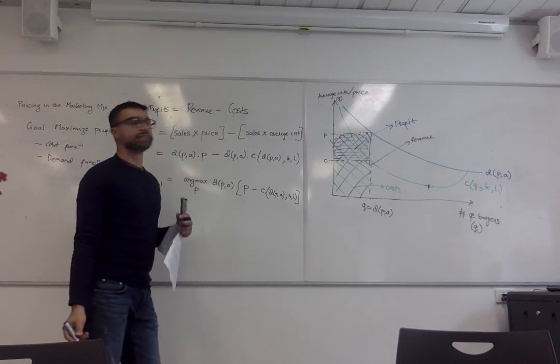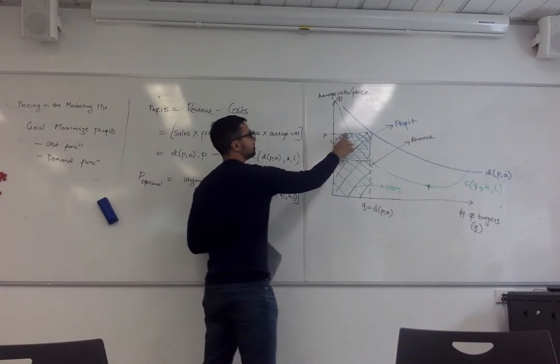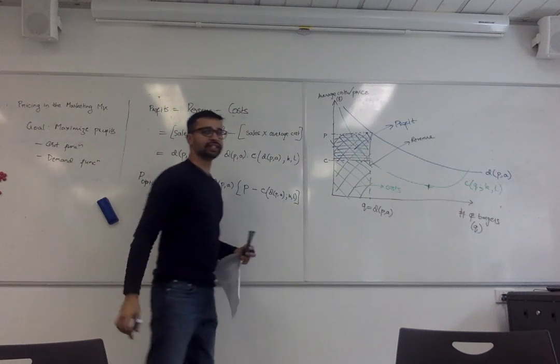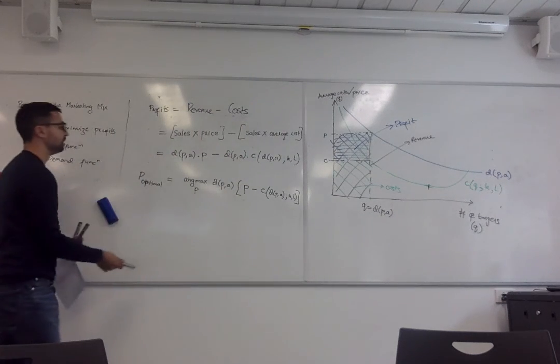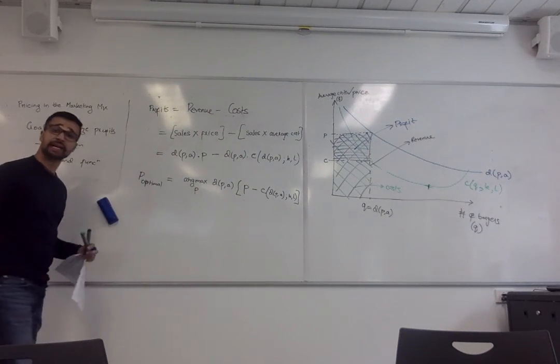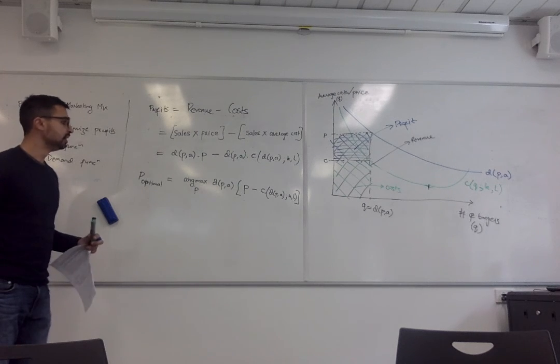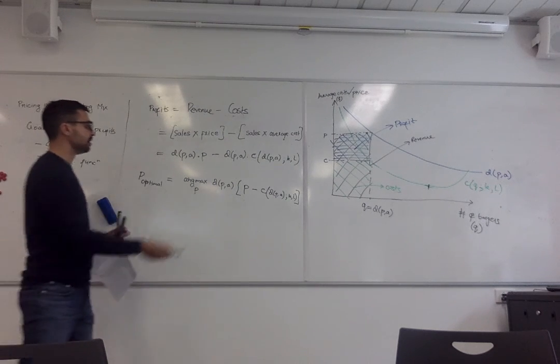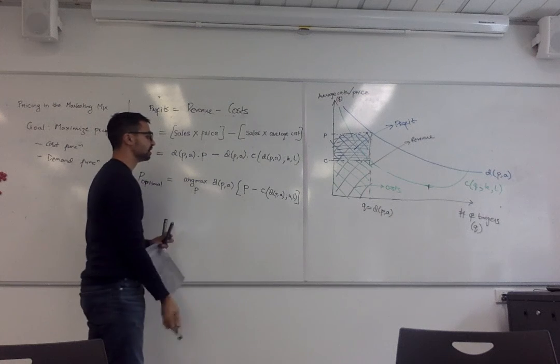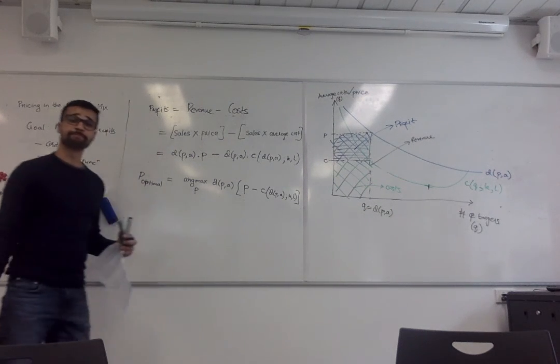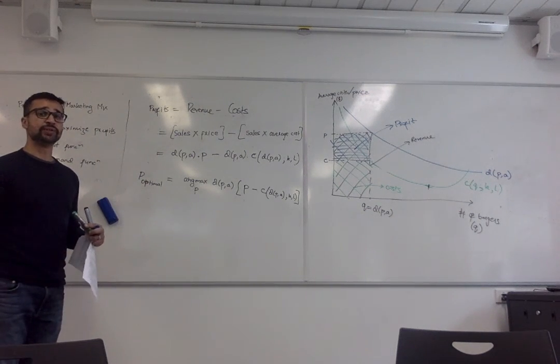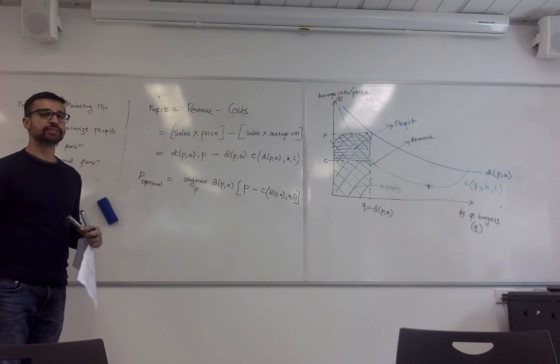And so basically you want to pick the price P that maximizes the area of this difference rectangle, which is equivalent to the solution of this mathematical optimization problem. Once you know your demand function and your cost function, you can solve for the P, and that will give you the price at which to sell your burgers in Brisbane.